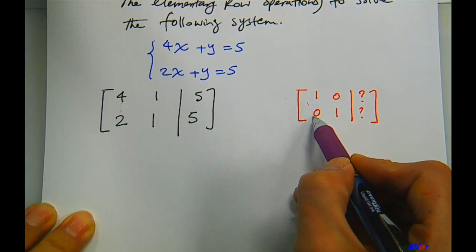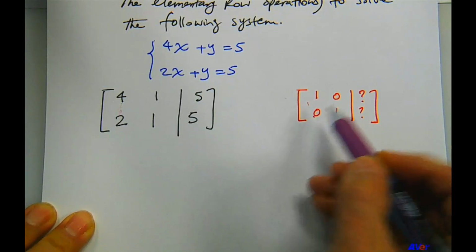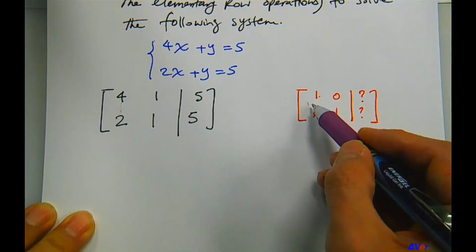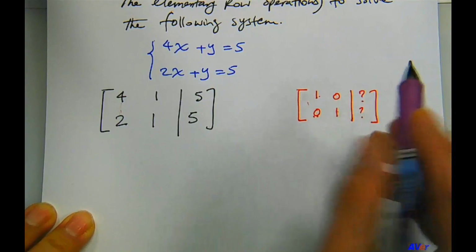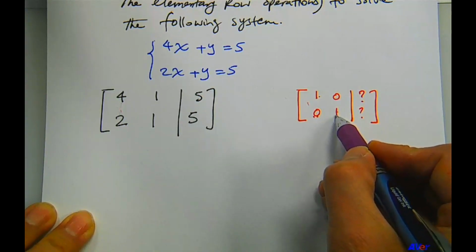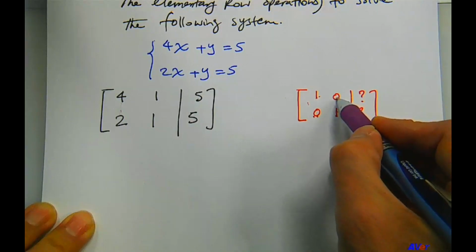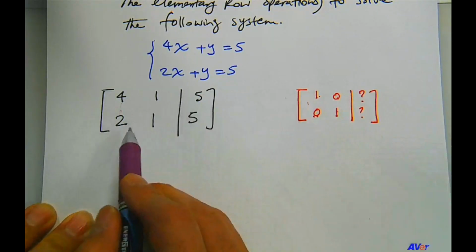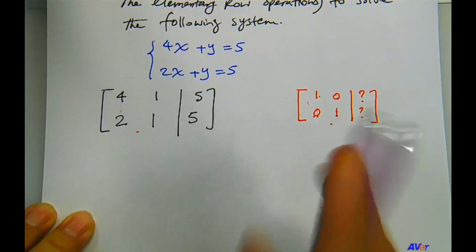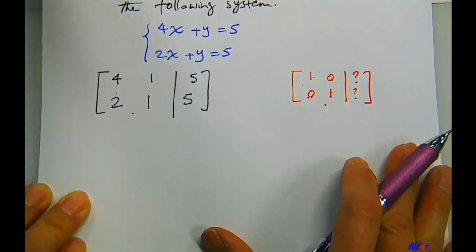Then you worry about the 0 in that column. And once you're done with the first column, you move to the second column. The first number to obtain is the 1. Then you worry about obtaining the 0. I'm talking about going from here to here. Let me say this once more, just to be sure.